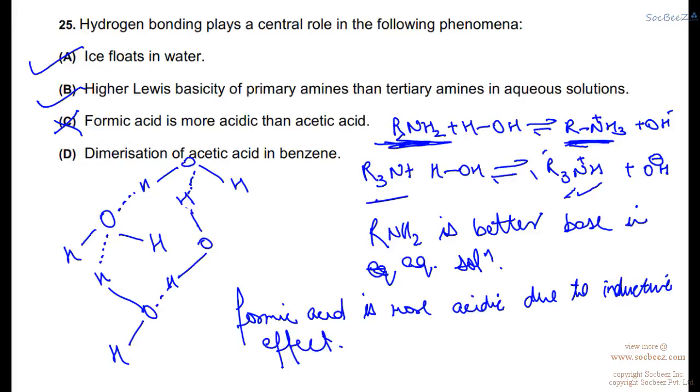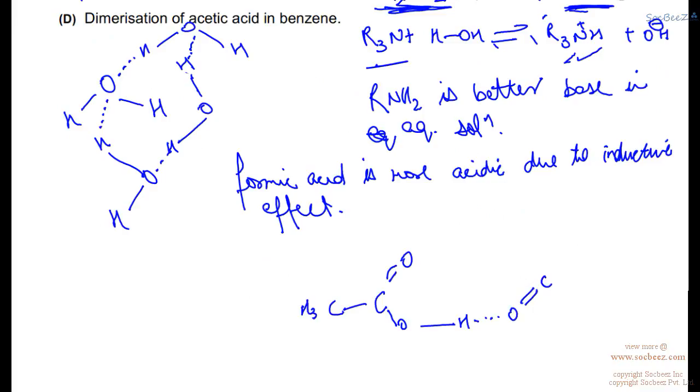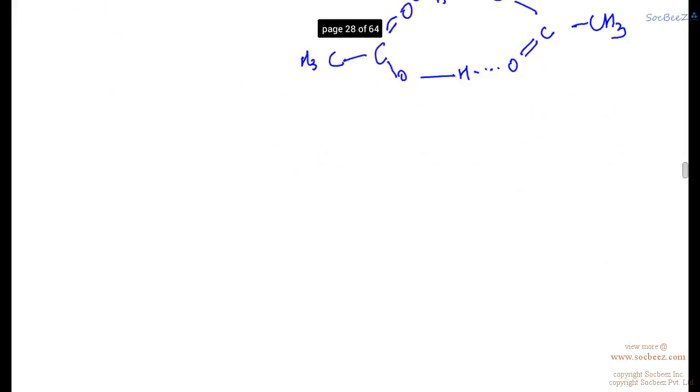Now, dimerization of acetic acid in benzene. Yeah, in benzene the acetic acid undergoes dimerization like this. So here hydrogen bonding plays a central role in this process. Therefore, option D is the correct option in this case. Okay. So now moving on to another question.